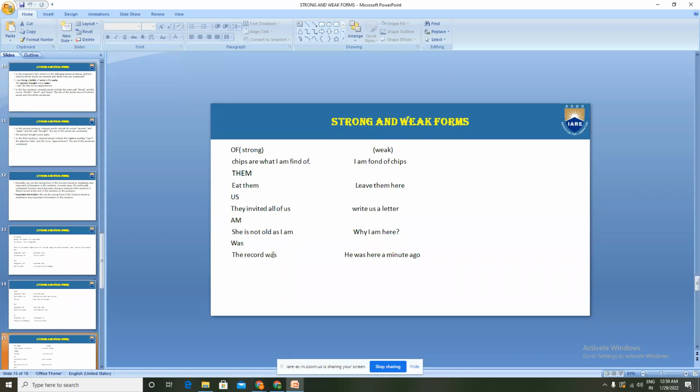Next, "He was here a minute ago." Here "was" is a weak form. Whereas here, "The record was." This is a strong form. So these are the weak and strong forms of the words.